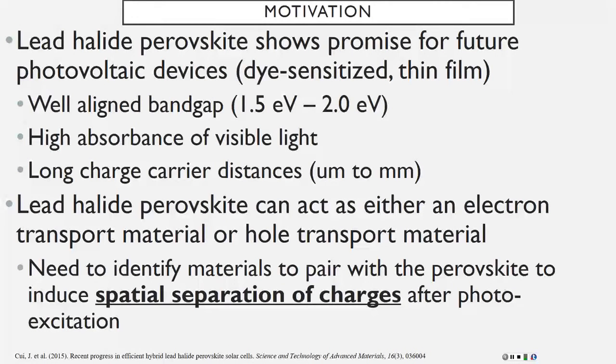So the biggest motivation is it shows a lot of promise for next generation photovoltaics, like dye-synthesized solar cells and thin films, due to its well-aligned band gap, its high absorption of visible light, and its ability to transfer charge carriers long distances. So since it can carry charge carriers long distances, it can act as either an electron transport material or a hole transport material as well. So it's pretty versatile in that way. So then what we need to do is find molecules to pair with it to extract either the electron or the hole out of it to do spatial separation of the charges so that we can run them through the circuits of the solar cells to get power.